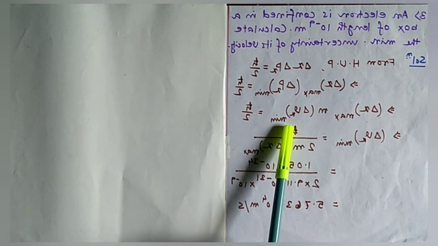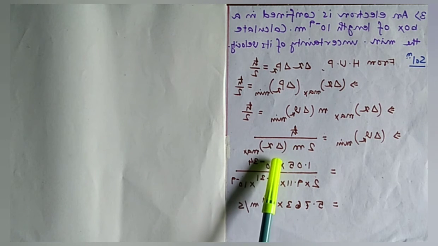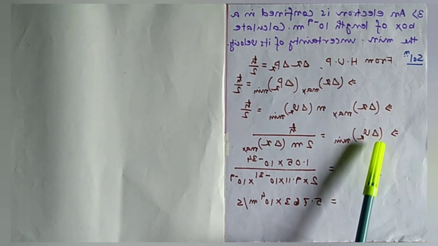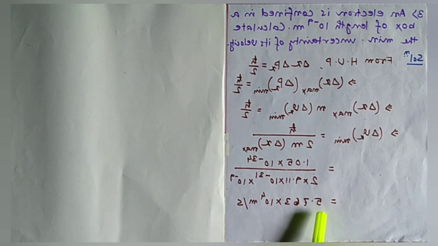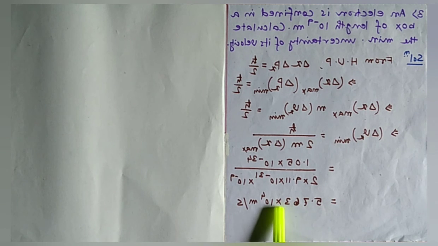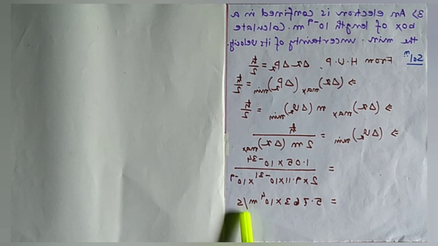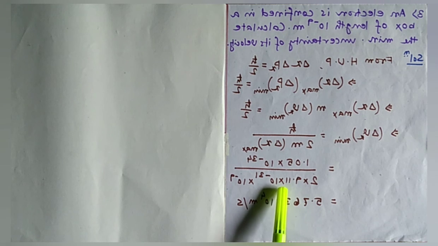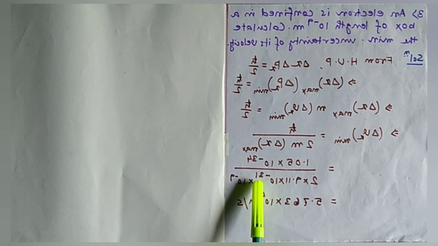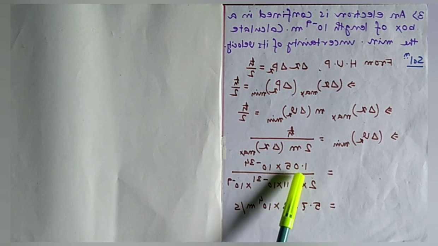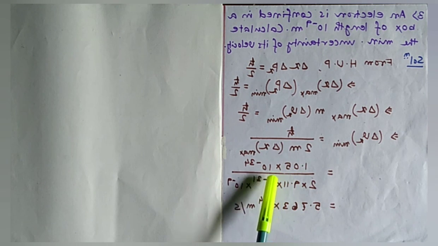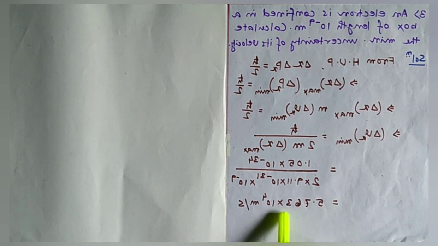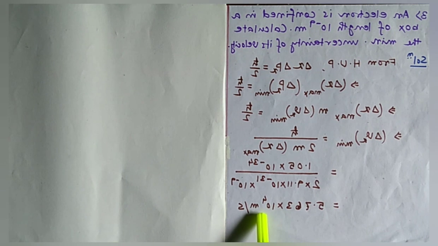Putting the values of h bar, mass of the electron, and the position uncertainty of the electron, we get delta vx min equals 5.763 into 10 to the power 4 meter per second. The electron mass is equal to 9.11 into 10 to the power minus 31 kg, and h bar equals 1.05 into 10 to the power minus 34 joule second. So this is the minimum uncertainty of the velocity of the electron.